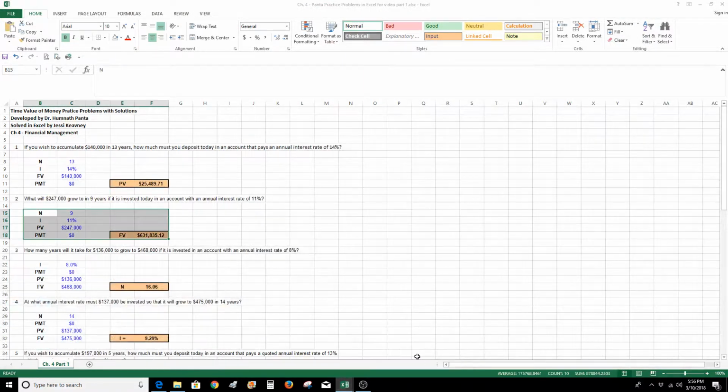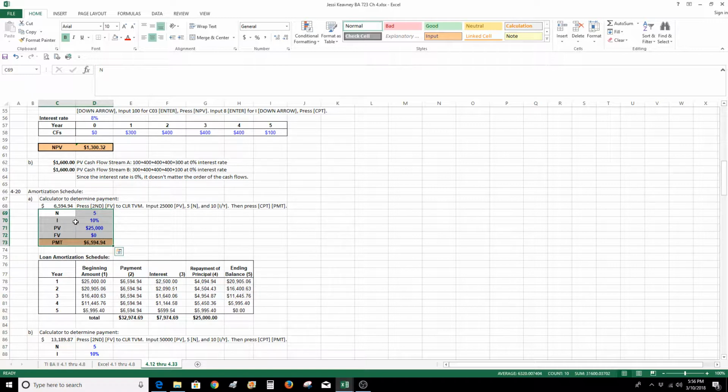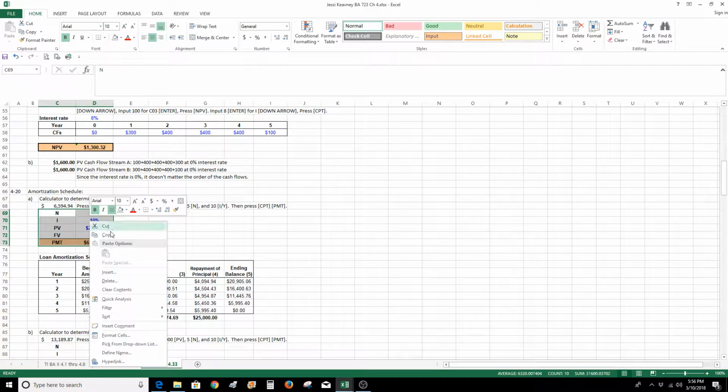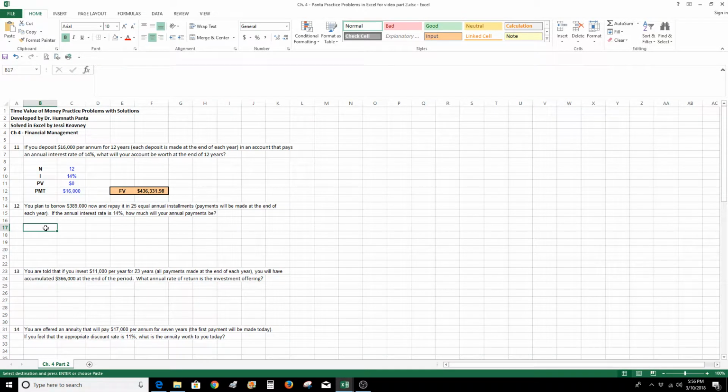So let's go back out here to find something that has payments, which is right here. So we're going to copy this, go back to your problems, right click and paste. So you're going to borrow $389,000 now, it's your present value. Repay it in 25 equal annual installments. The annual interest rate is 14%. And your payment shows $56,598.88.